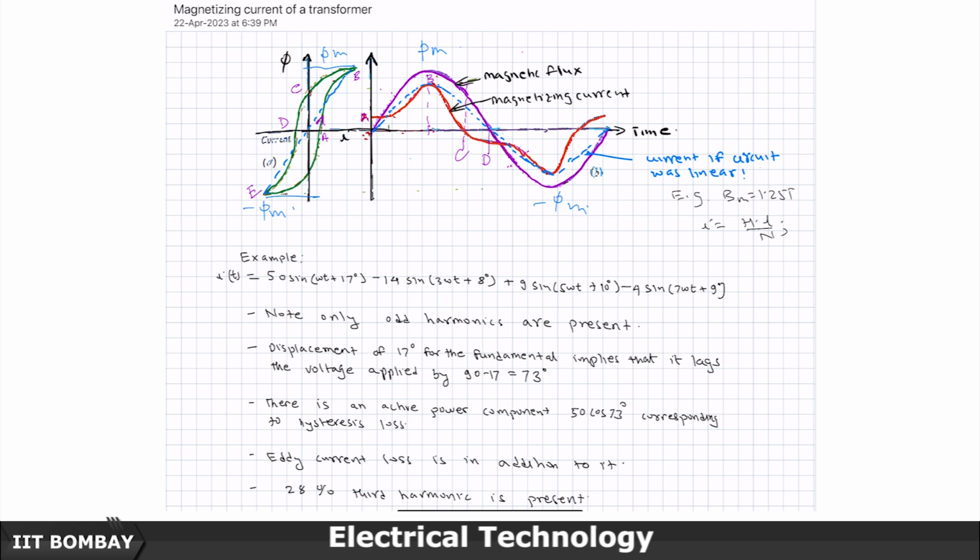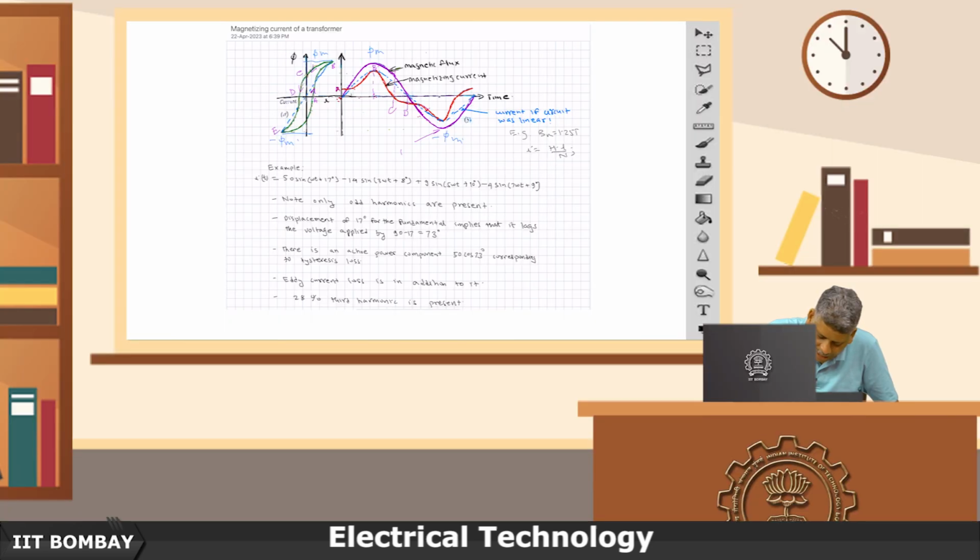From D point I will go all the way tracing this curve, D to E. At E point the flux reaches its negative max, the current will reach its negative max, and then I will trace back here in this way.